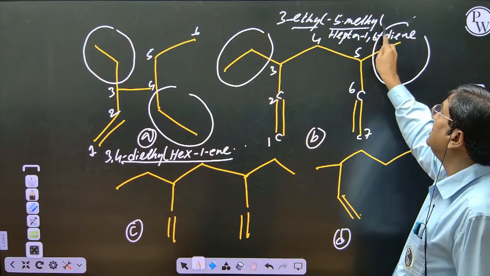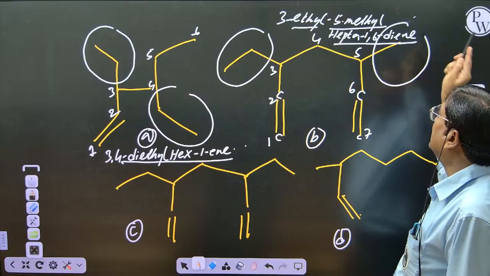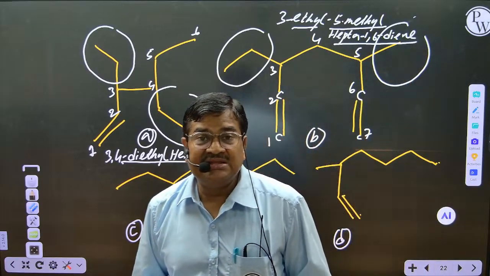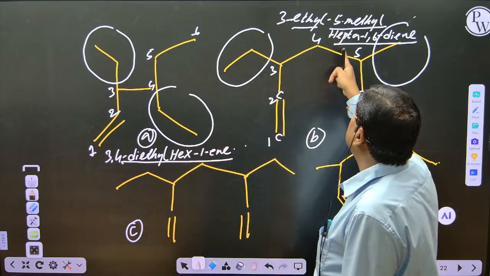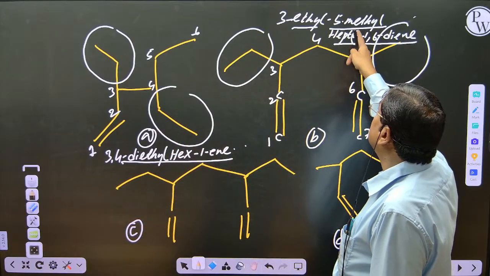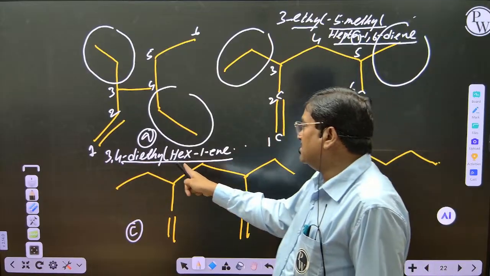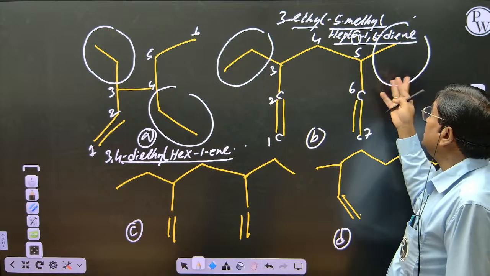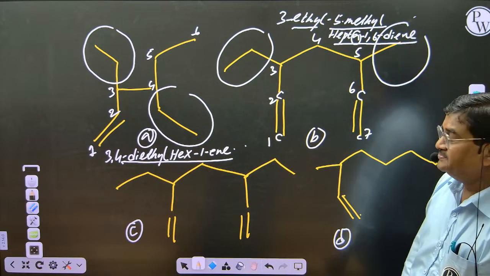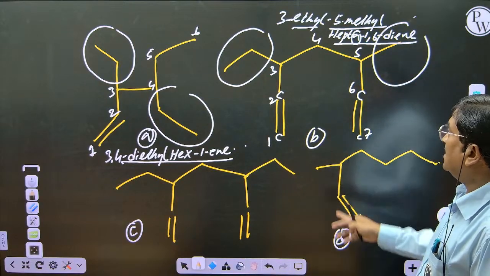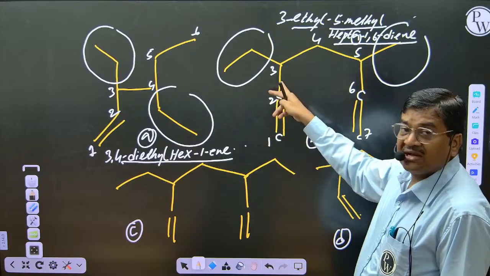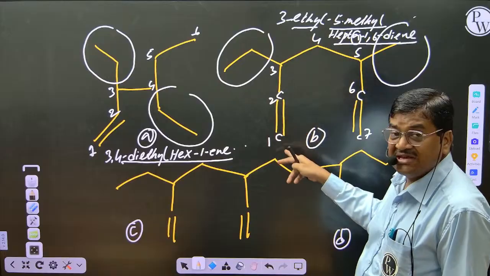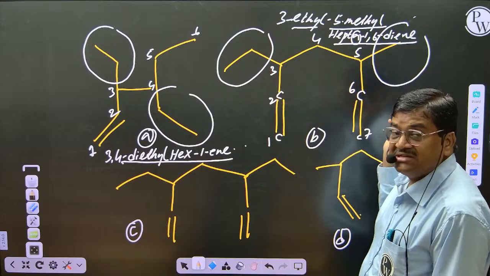This will be the name: 3-ethyl-5-methylhepta-1,6-diene. Di, why? Because two double bonds are there. And whenever two or three double bonds are there, A is retained, students. If a single bond is there, there is no need to write A. Hepta. And numbering from this side is correct. If you go numbering from here, it is wrong. Even though the number of carbons is the same, ethyl should get the least number, alphabetically.